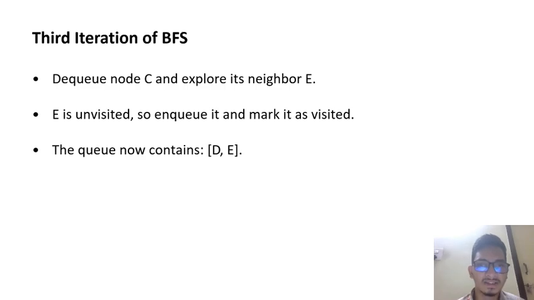Third iteration of BFS. Dequeue node C and explore its neighbor E. E is unvisited, so enqueue it and mark it as visited. The queue now contains D, E.